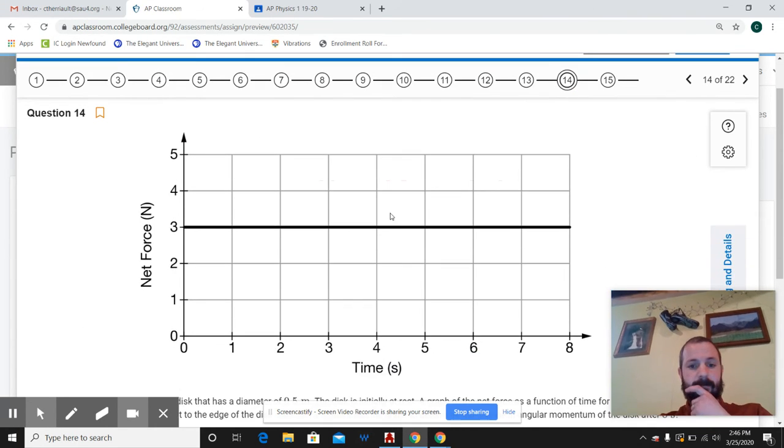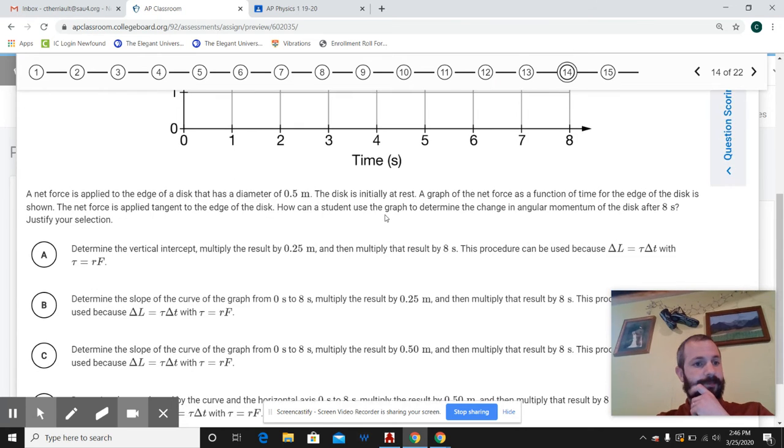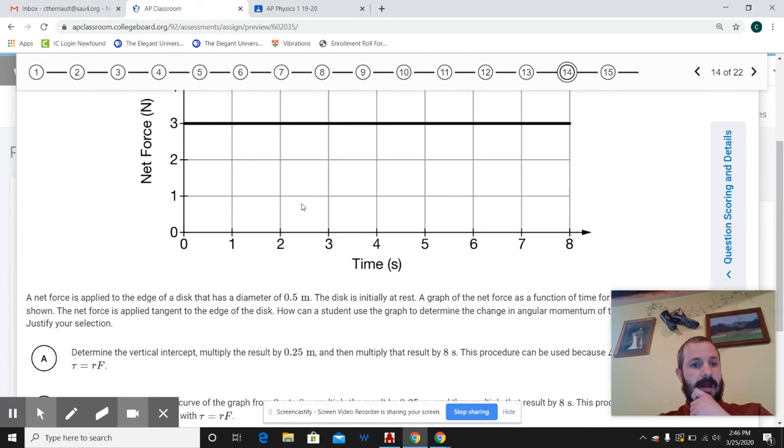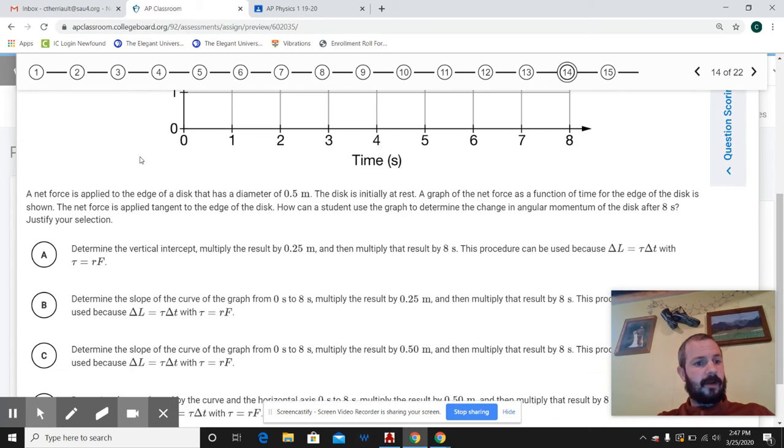Here's our next question. So we have a graph, time versus net force. The interesting thing about this graph is you wouldn't be expecting a rotation problem with this graph, but certainly a momentum problem, but a linear momentum problem, because here isn't torque, but force. So there's something weird going on here that we need to focus on.